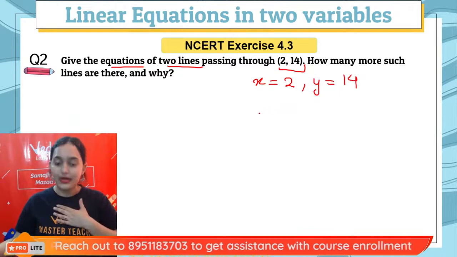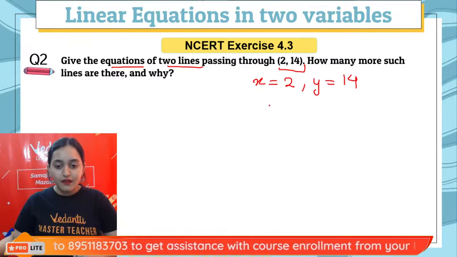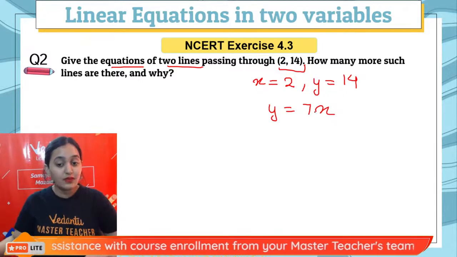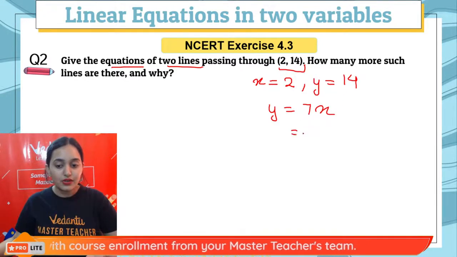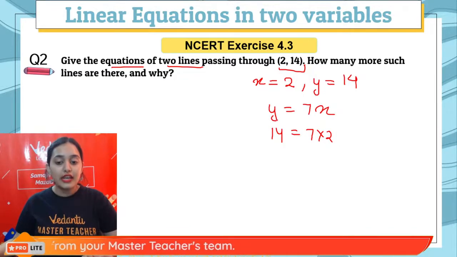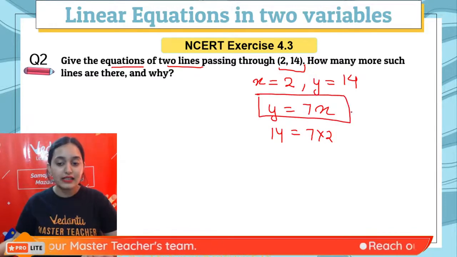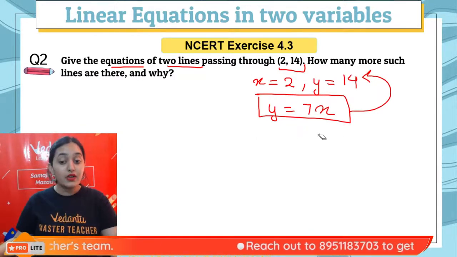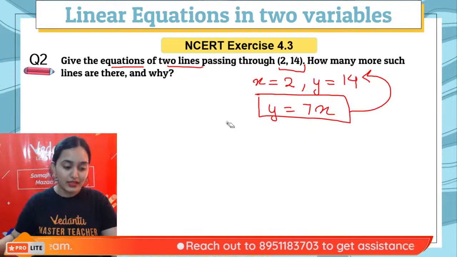If my equation is y is equal to 7x, then what will I get? When x is 2, 7 2s are 14, y will be 14, right? So therefore, this equation is having these coordinates as the solution. Now, can you form one similar situation like this?